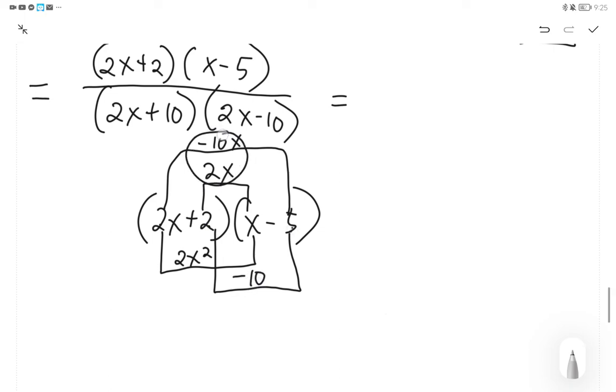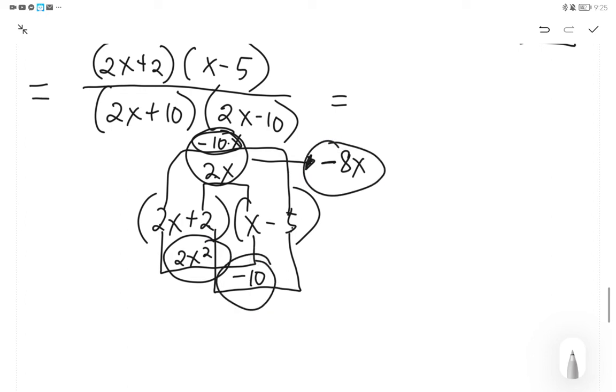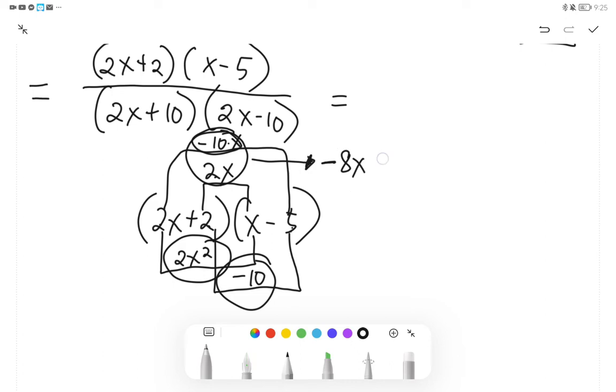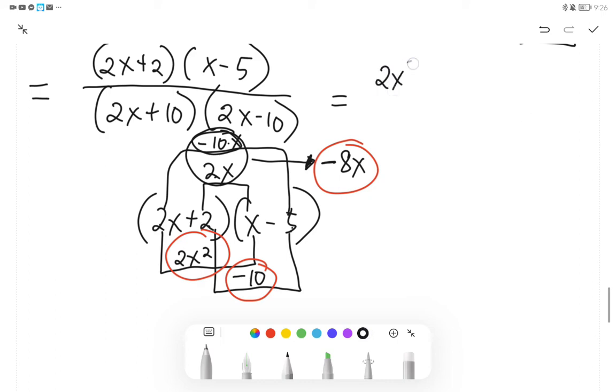So, kani sila i-combine since dili sila parehas og signs. Atong i-subtract 10 minus 2, that is 8x. Since si 10 ang pinakadako, iyahang sign nga gidala ang atong i-copy. So, this becomes, ano silang tulo. Let me change the color. We have 2x squared minus 8x minus 10. So let's write that one here. 2x squared minus 8x minus 10 over.